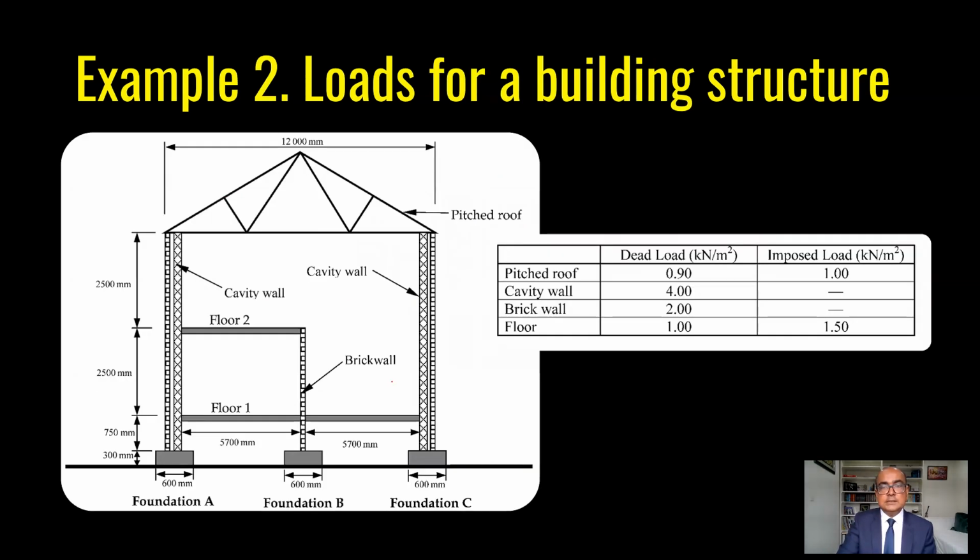Then I have another example here. I have a pitched roof and I have cavity wall and I have brick wall and I have floor 1 and floor 2. Each has got its own loading. So first we will start from pitched roof. The pitched roof is 12 meter in length. So half of the load will be transferred on foundation C and half of the load will be transferred on foundation A. Foundation B, on the other hand, is not taking any loading at all.